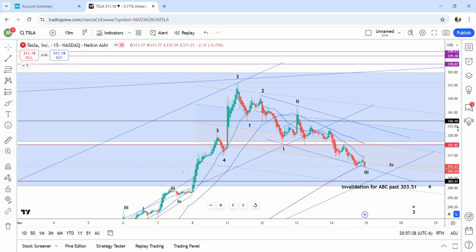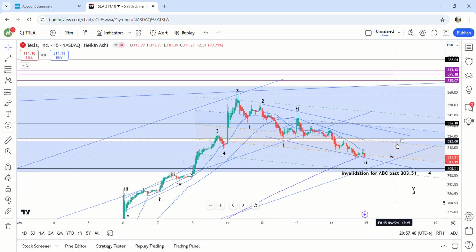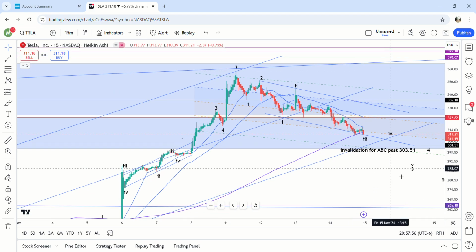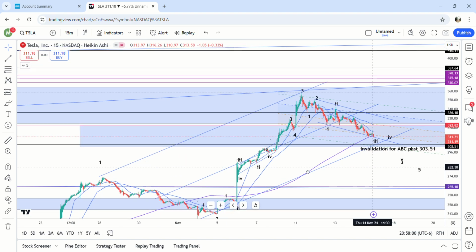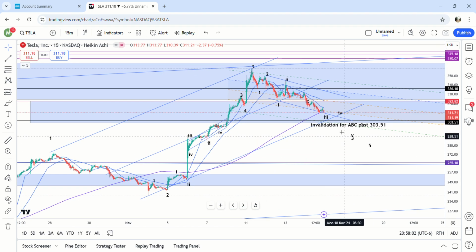This is also a demand zone right here, 322 all the way down to 301.20. So again, if it drops below that, it went right through that demand zone and it invalidated the ABC move. Then you're probably looking at that 5 waves down to 280, potentially even down here to the 20 DMA, and that could be an invalidation because that would be 5 waves.